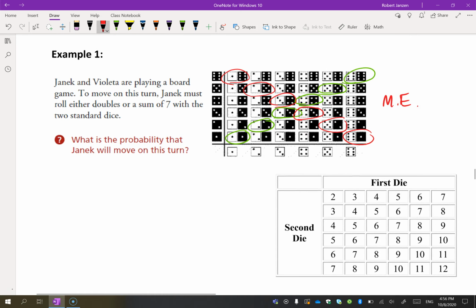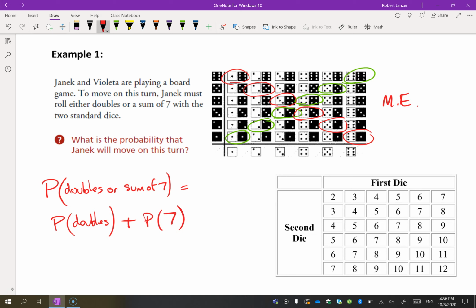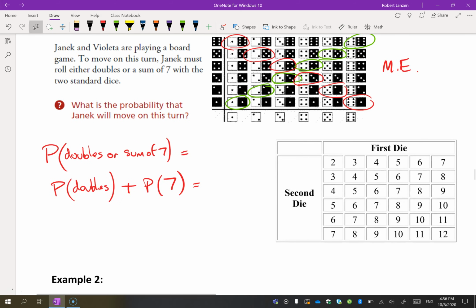Okay, so if they're mutually exclusive, what's the probability of doubles or sum of 7? Well, since they're mutually exclusive, this is the probability of doubles plus the probability of 7. Okay, and the probability of doubles is 6 out of 36, and the probability of 7 is 6 out of 36. So this is a probability of 12 over 36.